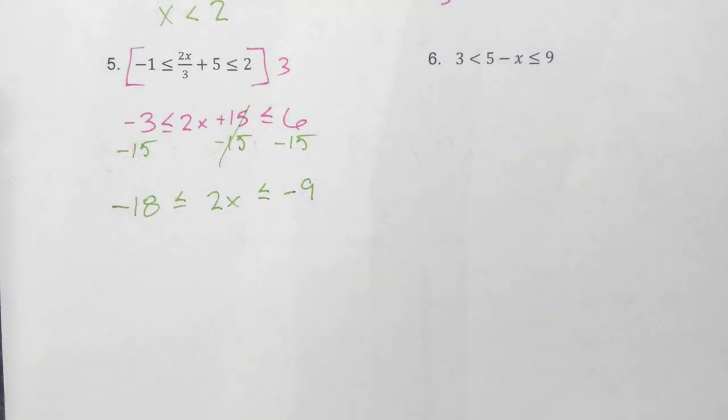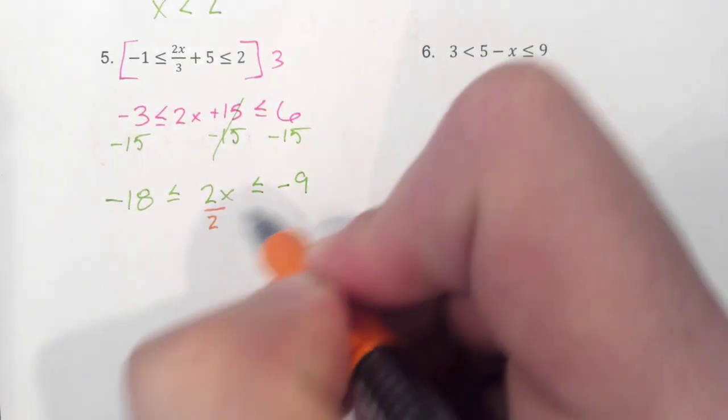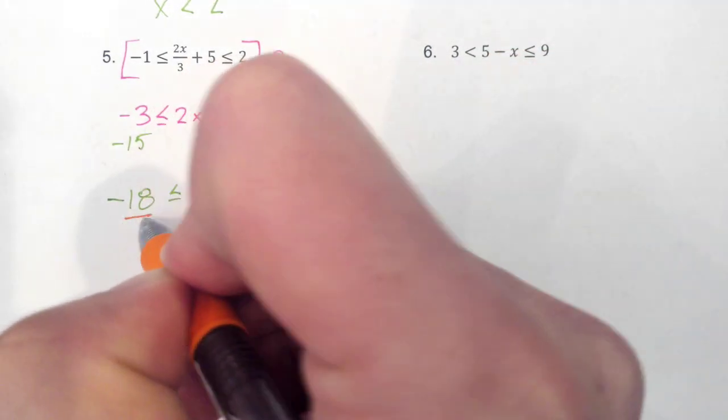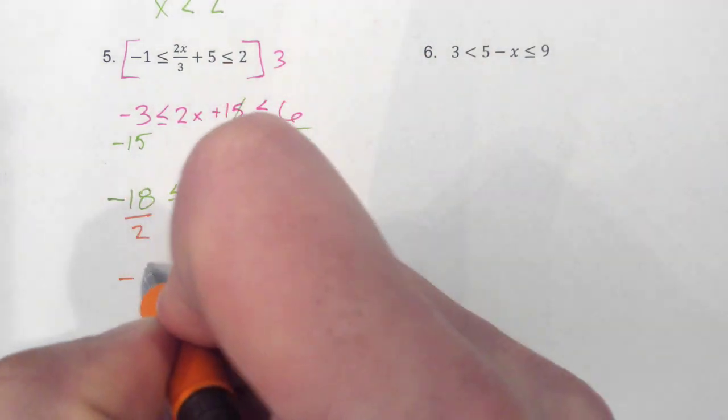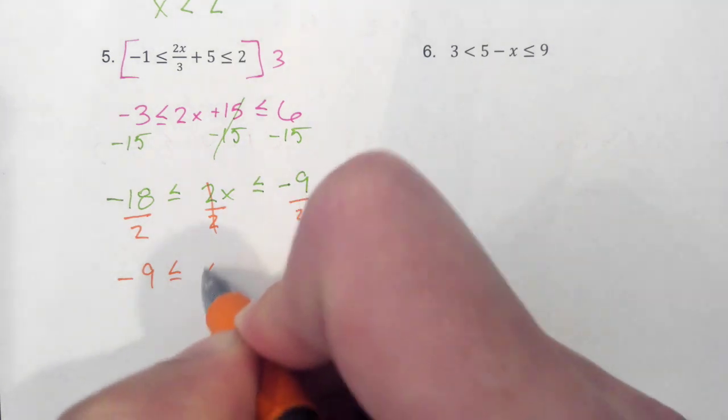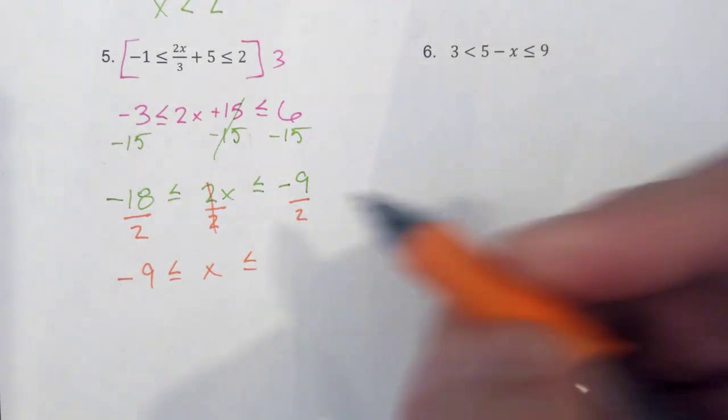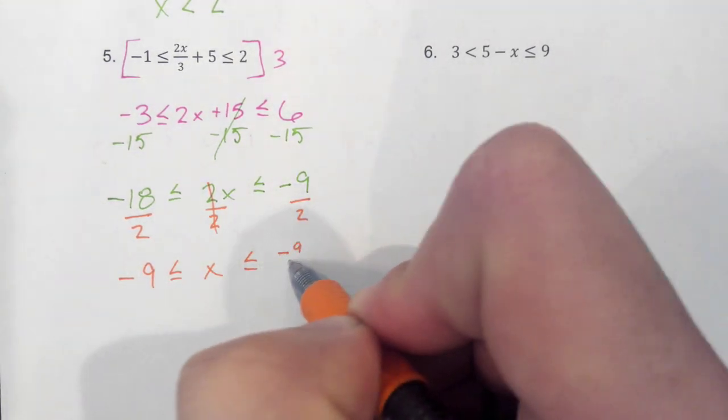Okay, there's only one more thing to get x by itself. Now we're going to get rid of that 2 by dividing. This time I don't have to flip anything around because I'm dividing by a positive number. So negative 18 divided by 2 is negative 9. I got x. And 2 doesn't go into 9 evenly, so we're just going to leave it as that fraction of negative 9 over 2.